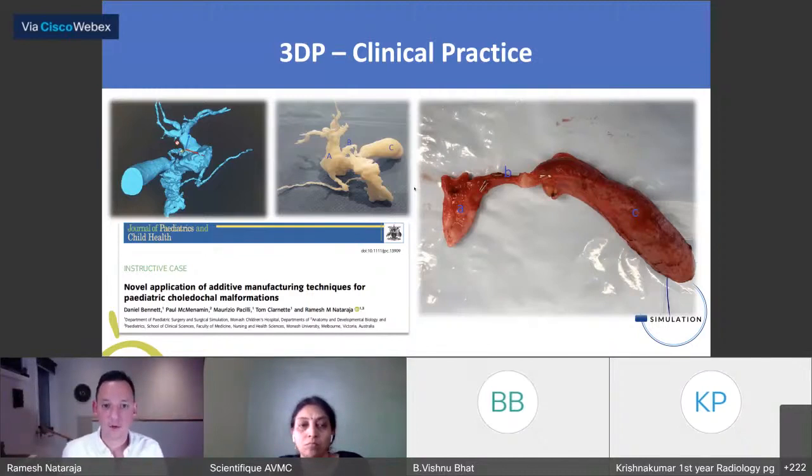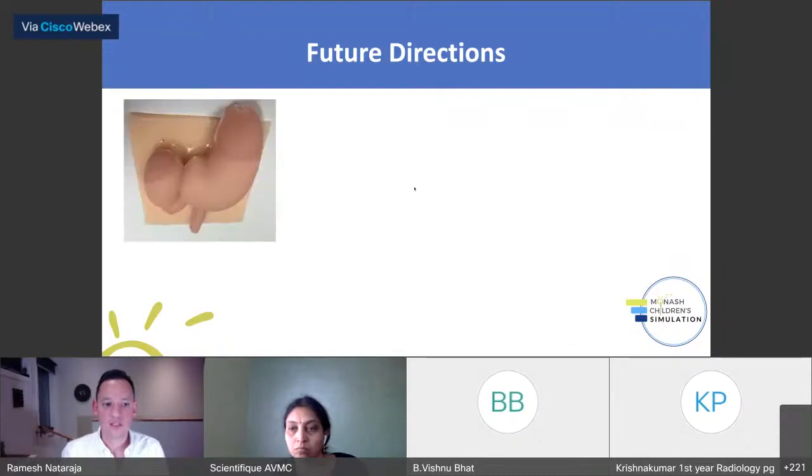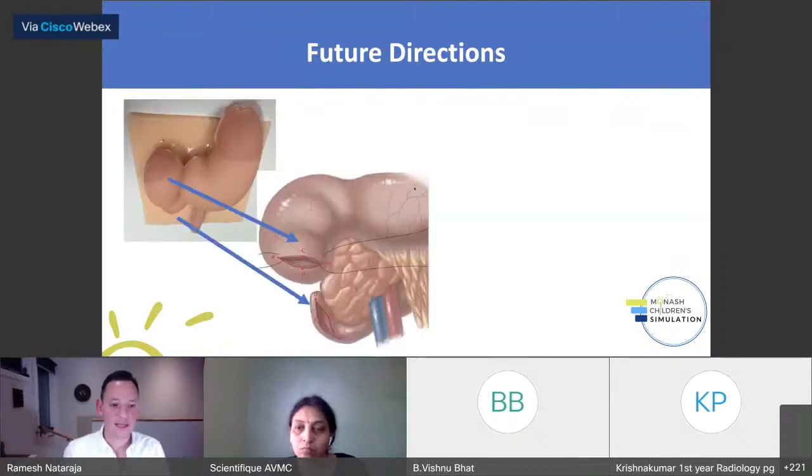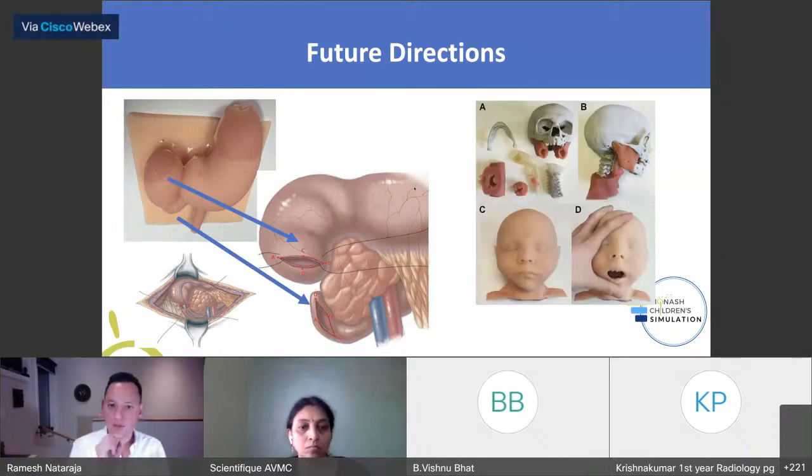We are making a lot of big strides in it, and I say we, it's more my very clever colleagues at Monash University who are doing this in conjunction with me. So the future directions, you can see here, this is 3D printing with the latex for duodenal atresia repair. And it's good, but not actually as great as it can be. And this is obviously the duodenostomy that we do, because the needle does cut out.